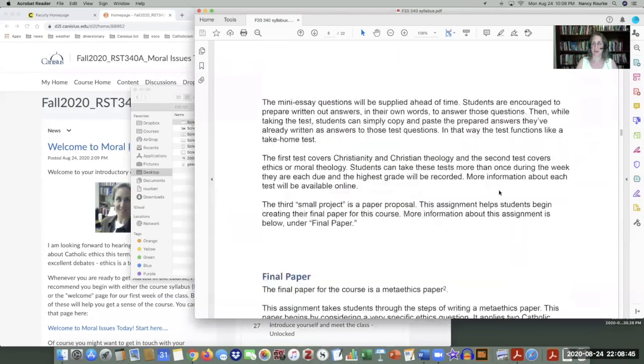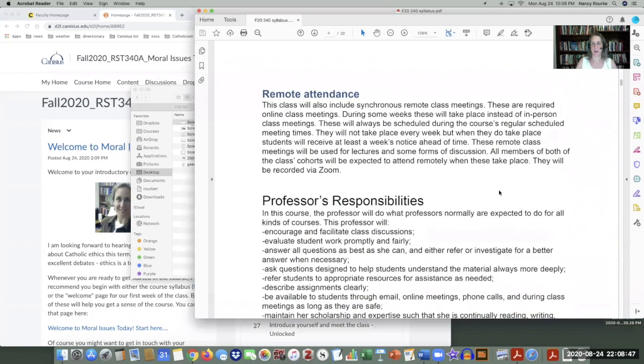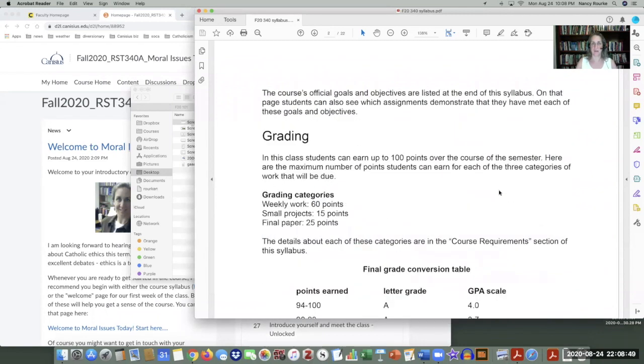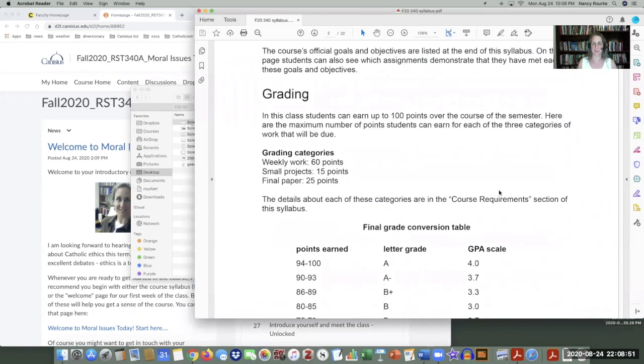The basic outline of the grades for this course and how the grades are decided can be found in the syllabus on page 3. It's right here. As you can see, the majority of the grade's emphasis is on the regular weekly work, the work that you do every week just to ingest the course's material. There are a couple of small projects, and the final paper counts for 25 of the possible maximum 100 points that students can earn over the course of the semester.